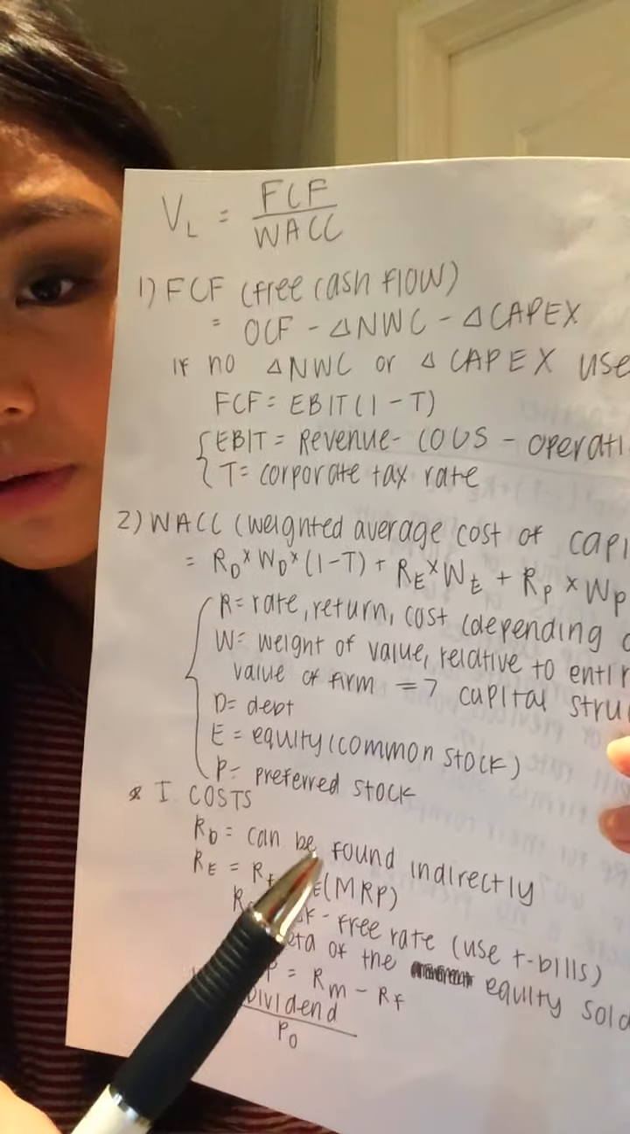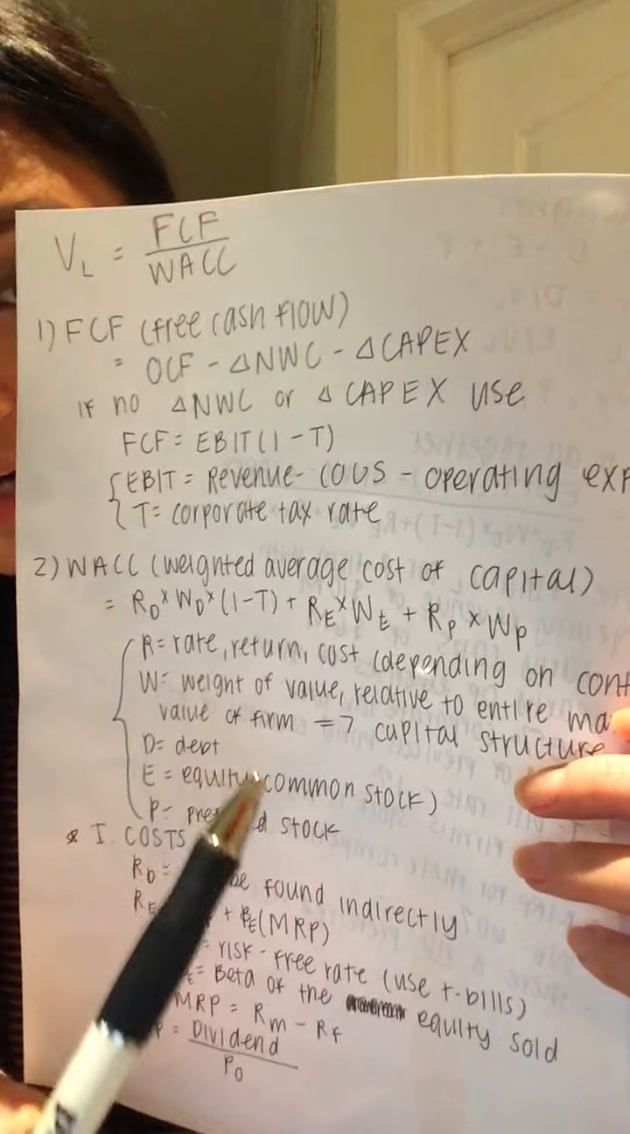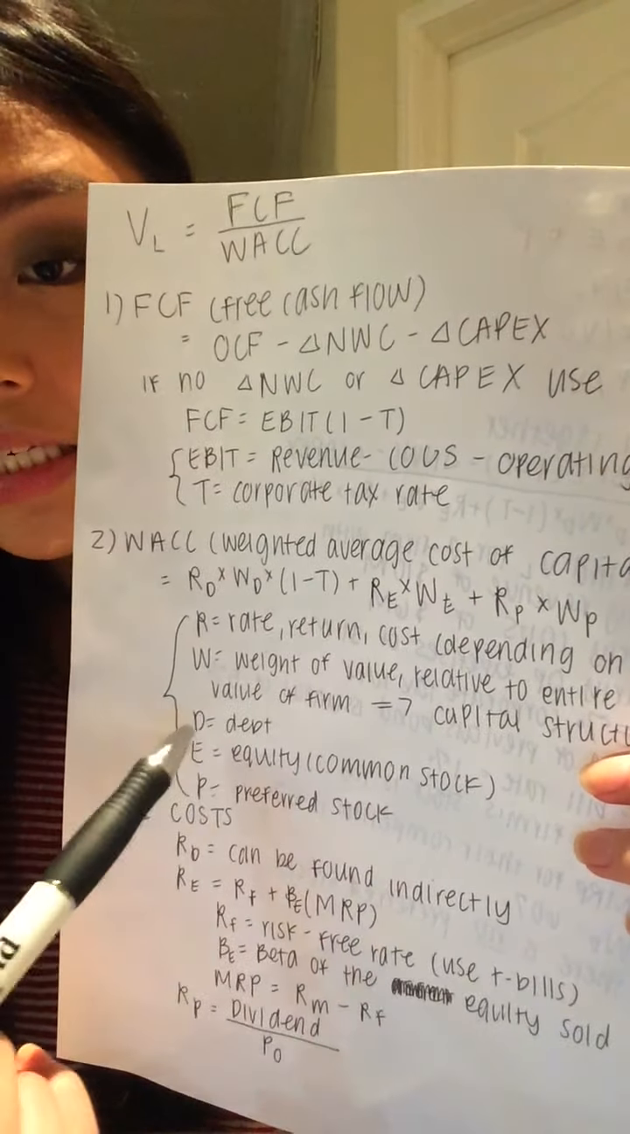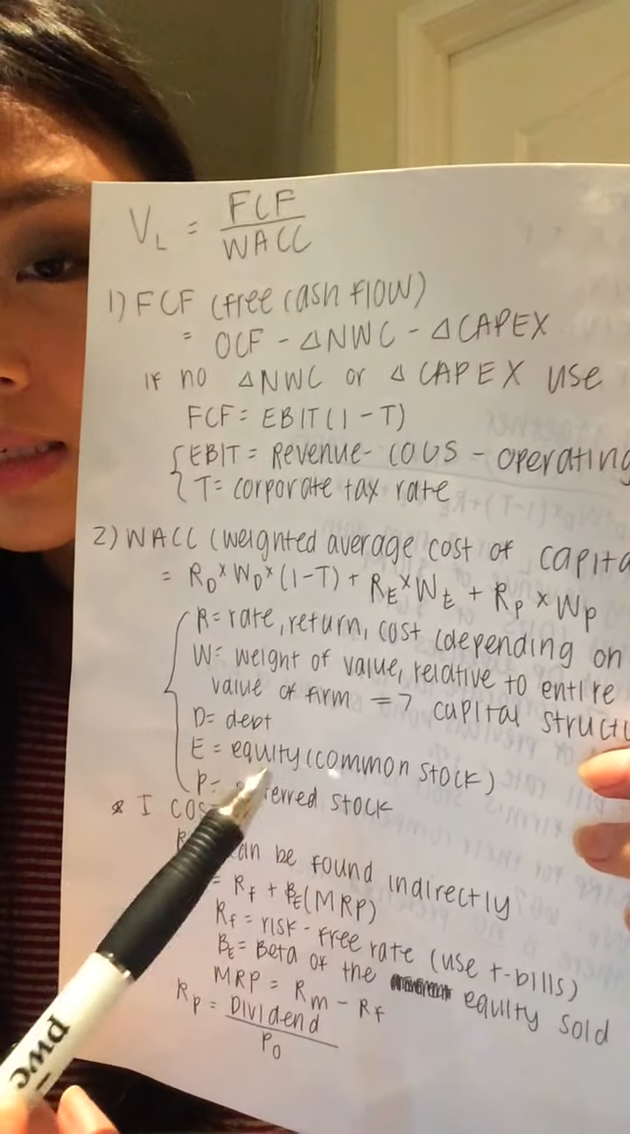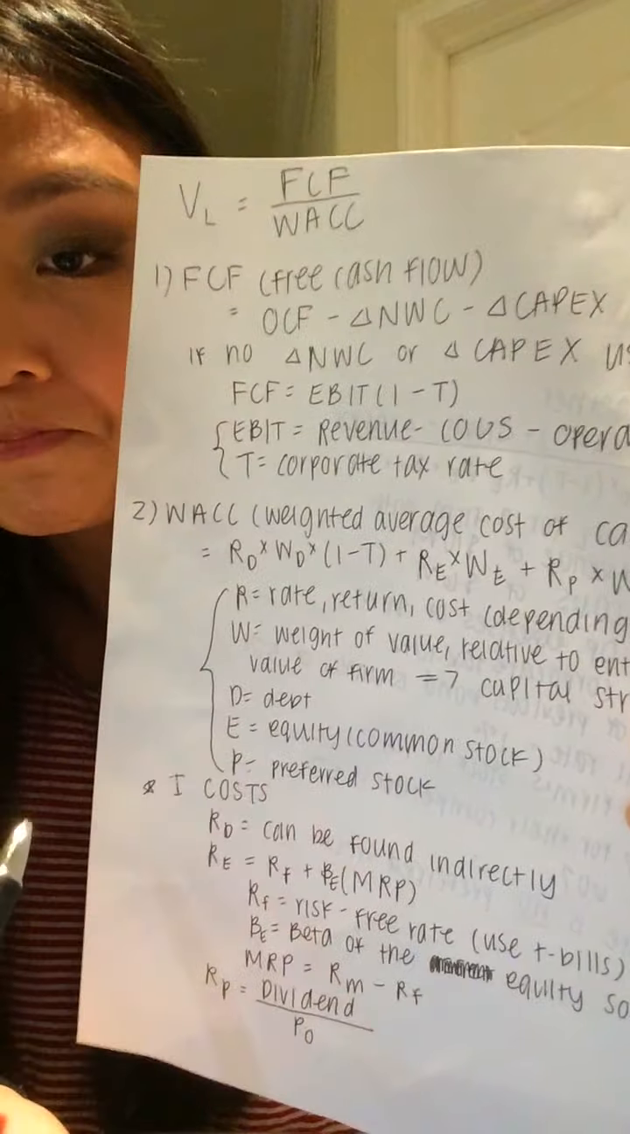So of course in this equation, R will be your rate or your return or the cost. It really just depends on the context of the question. Weight is the weight of the value, whether it's debt, equity, or preferred stock, relative to the entire market value of the firm. D is your debt, E is your equity, but this is actually just common stock because preferred stock is down here as P.